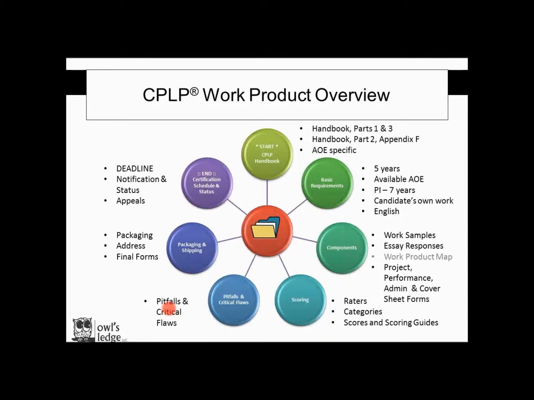So the appendix that is specific to your area of expertise, because you have some appendices that are shared, right? The scoring rubric appendix contains all of the rubrics across the different areas of expertise. You've got the key actions appendix, which again contains all of the key actions across all of the areas of expertise. But pitfalls and critical flaws are in the appendix that's specific to your area of expertise.